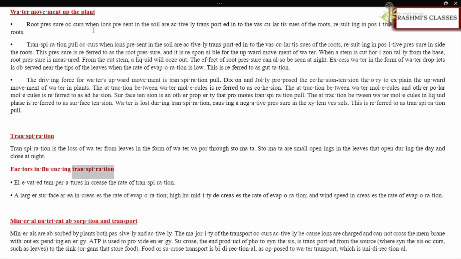Factors influencing transpiration. Elevated temperatures increase the rate of transpiration. A larger surface area increases the rate of evaporation, high humidity decreases the rate of evaporation, and wind speed increases the rate of evaporation. Mineral nutrient absorption and transport.